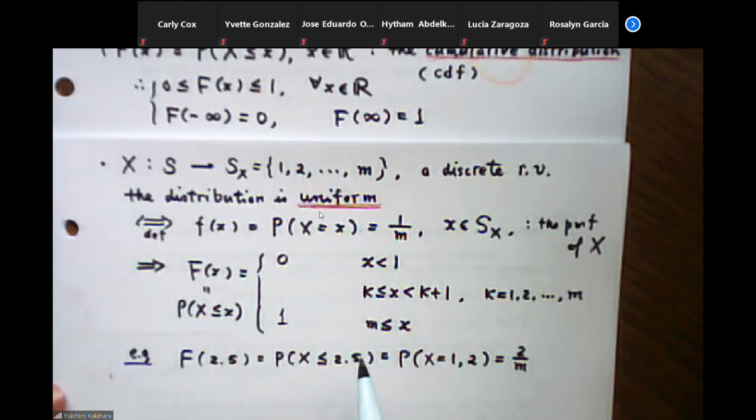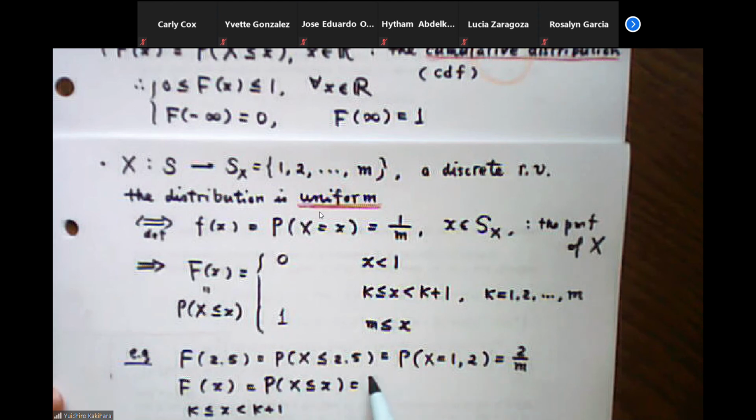Then, in general, x is between k and k plus 1, where k is an integer. Then F of x, with x between k and k plus 1, is the probability that x is smaller than or equal to x. Then what do you think? X can take which kind of value if this is the case? X is greater than k, but smaller than k plus 1. X can take 1, 2, up to what? Is k possible?